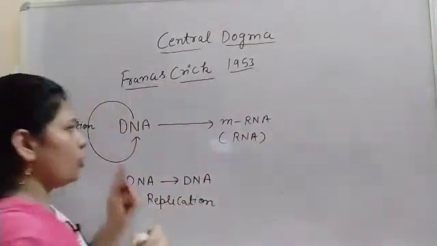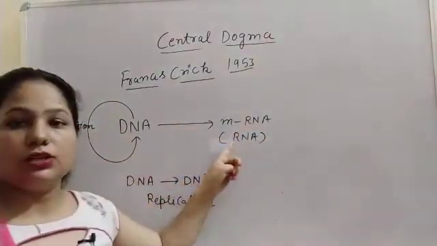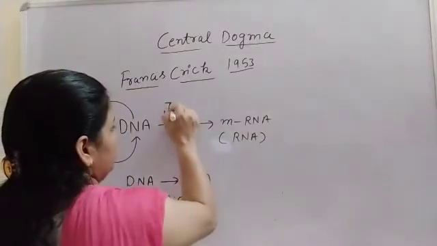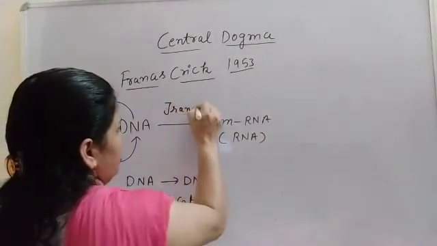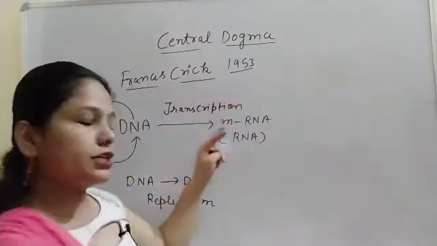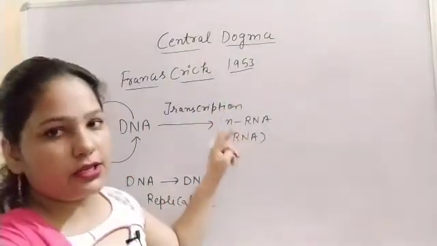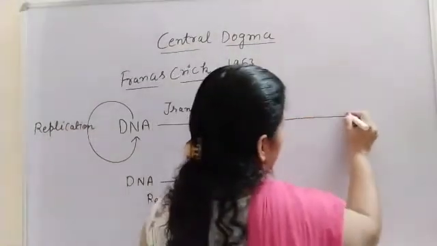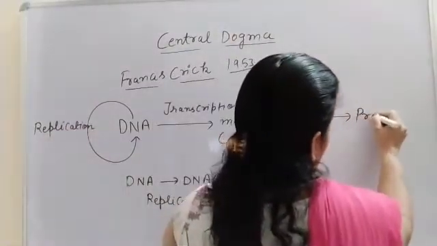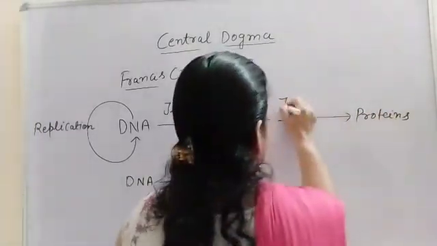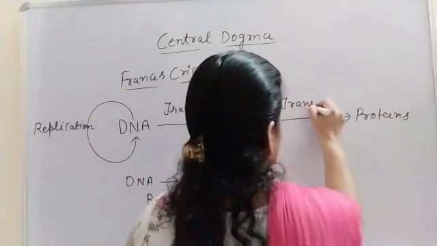RNA is formed from DNA, तो उस प्रोसेस को हम बोलेंगे ट्रांसक्रिप्शन। और फिर इस RNA से, इस मैसेंजर RNA से क्या बनेगा? Then there is the formation of proteins. That process is known as translation.